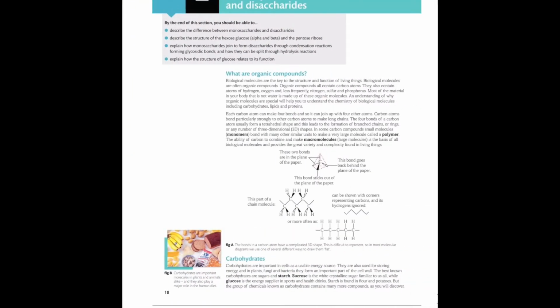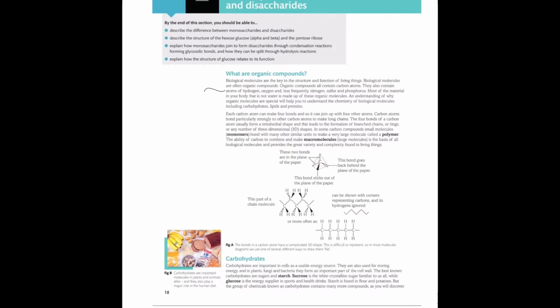Okay. Biological molecules are the key to the structure and function of living things. Biological molecules are often organic compounds. Organic compounds all contain carbon atoms. They also contain atoms of hydrogen, oxygen, and less frequently nitrogen, sulfur, and phosphorus. Okay, so these are organic compounds.